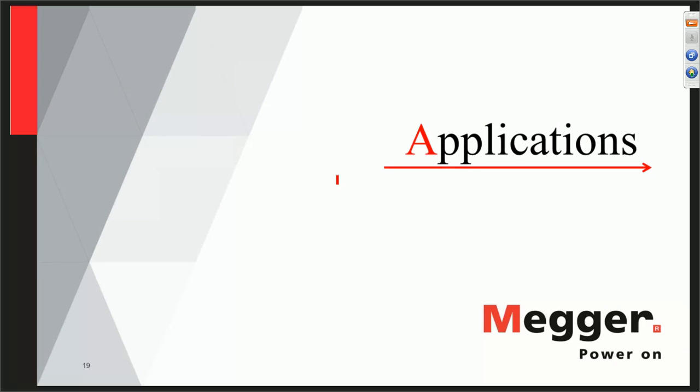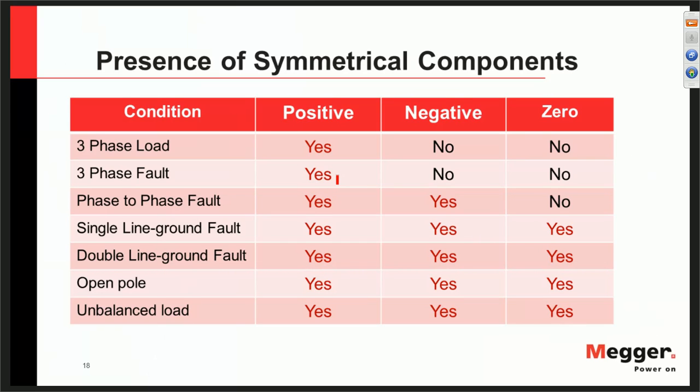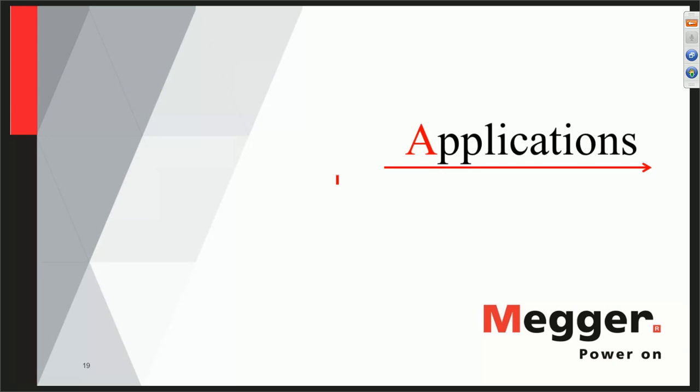Let's now go to the applications part. Open pole means your pole for the 3-phase will be getting open. So it means that if you're having a recloser, it has an opening in the single phase. Now let's go to the applications part.